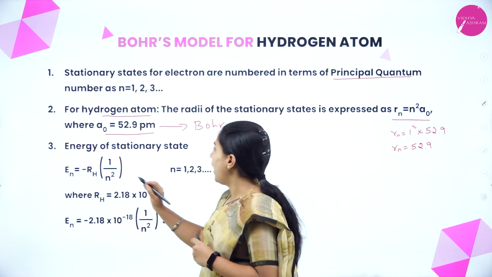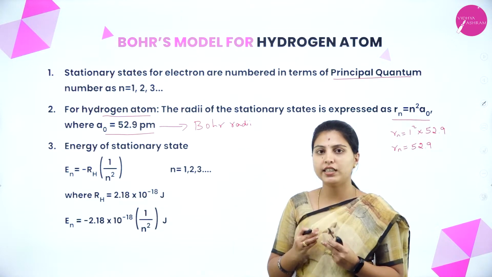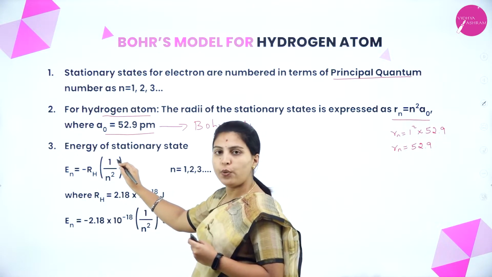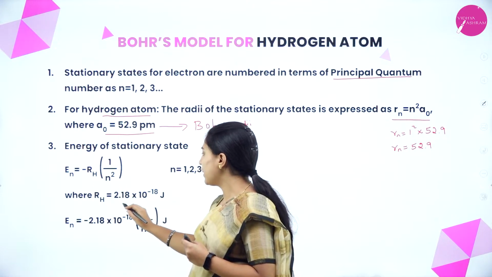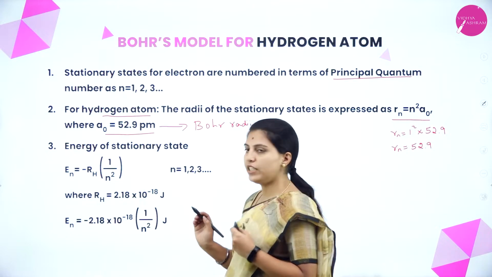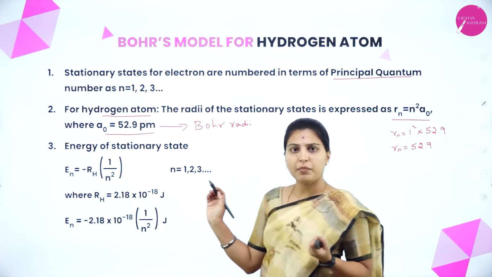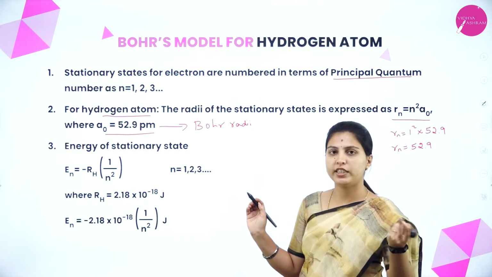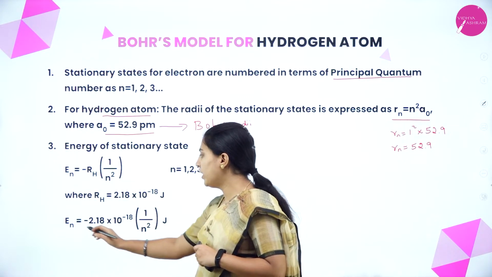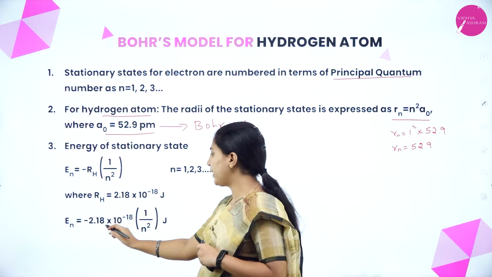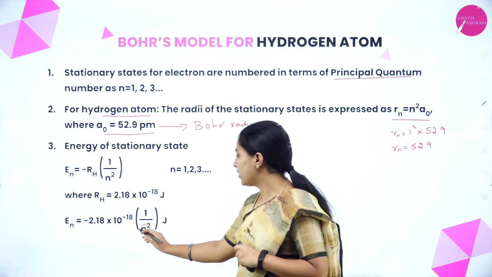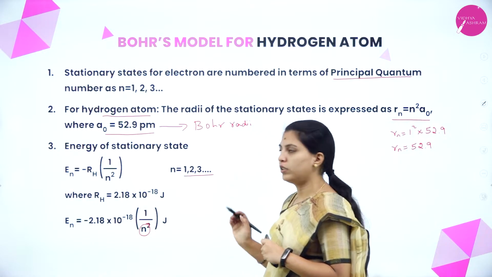Next, energy of stationary states. We are seeing the energy of stationary states, that is En equals minus RH into 1 by n square. What is RH? That is the Rydberg constant, 2.18 into 10 to the power of minus 18 joules. What is n? The number of the orbit, first, second or third, or it may continue. So, we substitute this Rydberg constant into that equation, that is En equals minus 2.18 into 10 to the power of minus 18 into 1 by n square. We can substitute n as 1, 2, 3, anything.